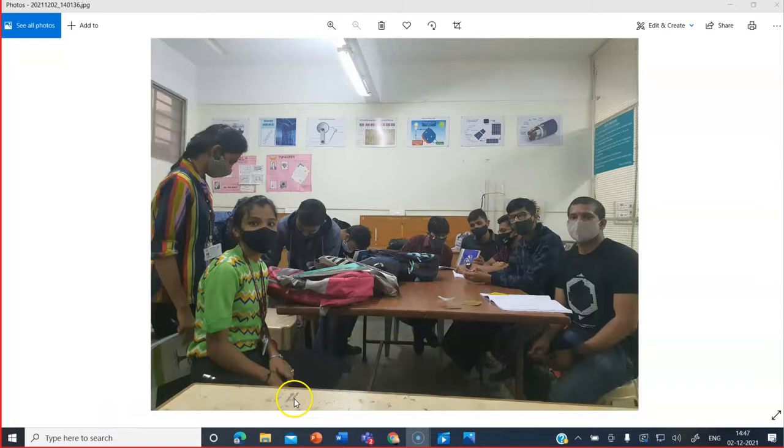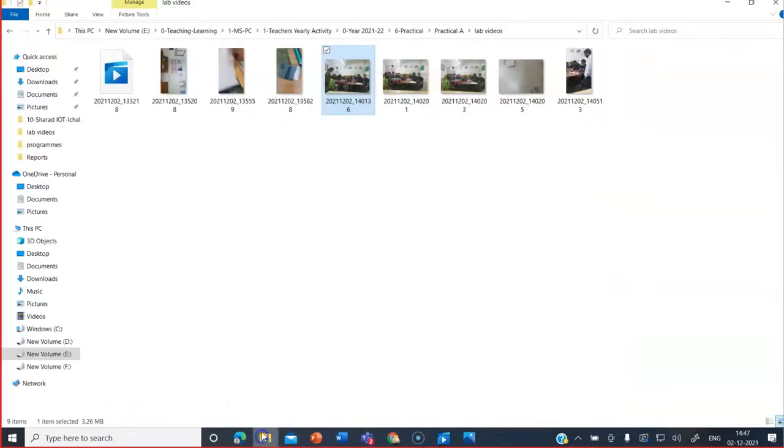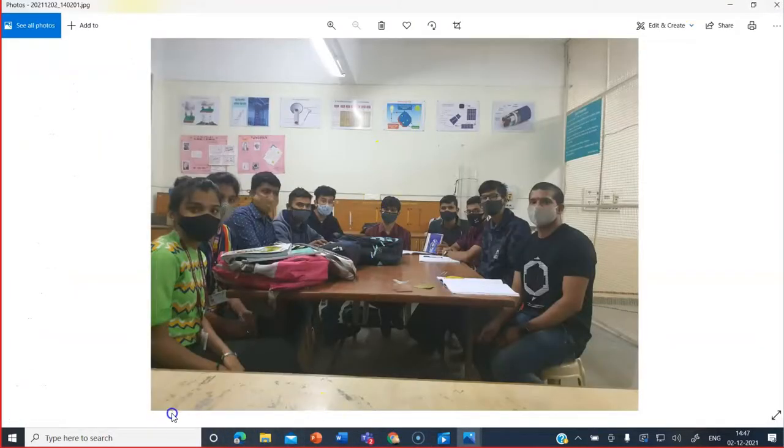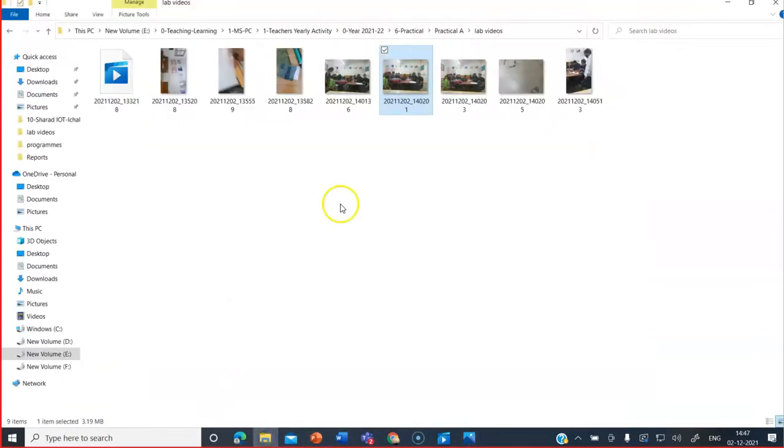I took snaps of the students also, because they are coming to the lab for the first time. So see, this is our HV lab. The cage is there, and how many are there? 1, 2, 3, 4, 5, 6, 7, 8, 9, 10. Only 10, even though I told them yesterday that they should attend today's practical.